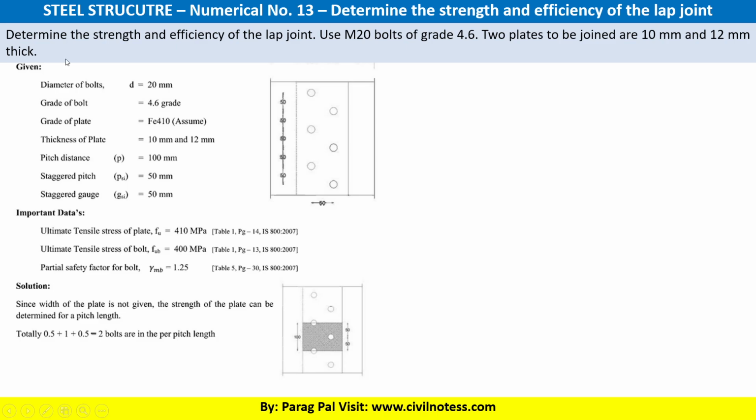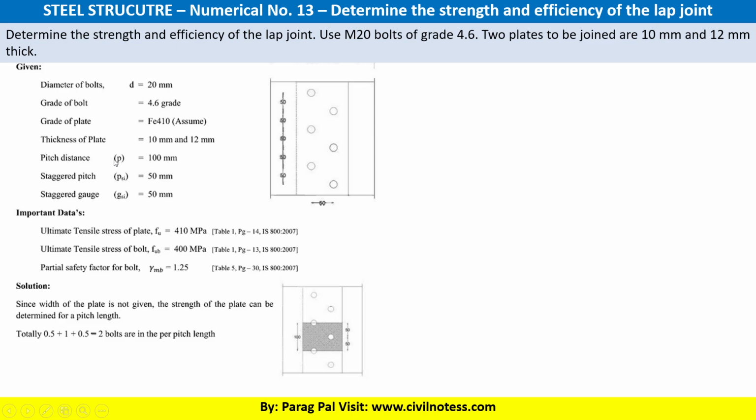To determine the strength and efficiency of the lap joint, use M20 bolt and grade 4.6. The two plates to be joined are 10 mm and 12 mm thick. So we have this data, where the diameter of bolt is 20 mm, grade of bolt is 4.6, grade of plate is Fe 410 that we have assumed. Thickness of plate is 10 and 12 mm, both we have. Pitch distance we got as 100 mm.